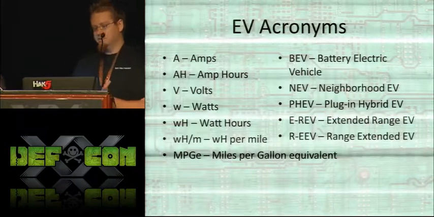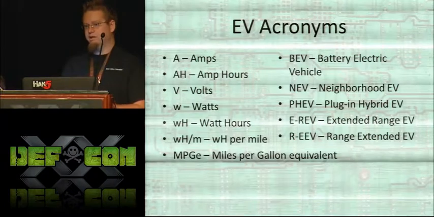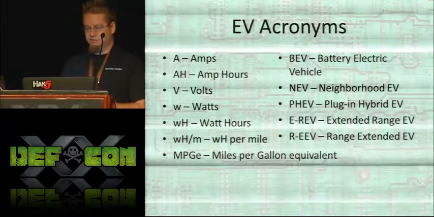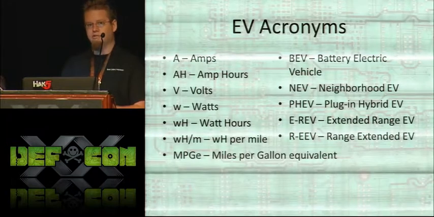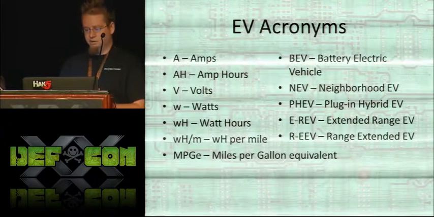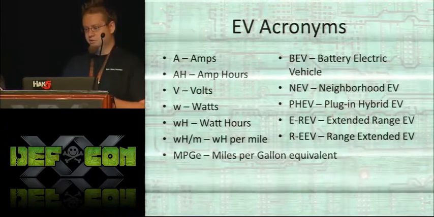So some acronyms you need to know. I'm sure you know amps, volts. Amp hours is how you measure a battery capacity. Watts and watt hours is how much power you're getting out of that battery. Your watt hour per mile is how much power you need to go somewhere. Miles per gallon equivalent, and that's how you can compare it to a gas car.